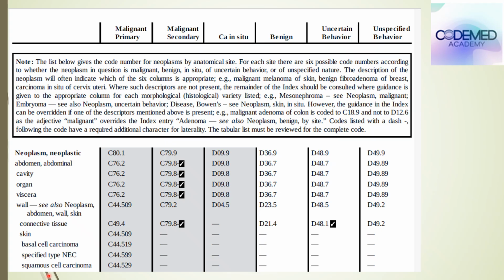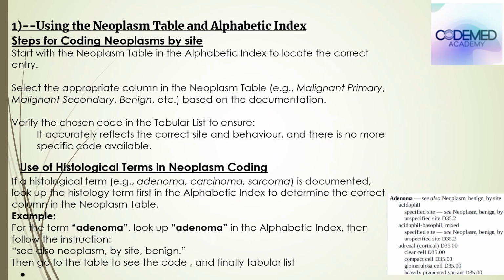Here is the name of the organ from where it is originated, and these are the various types of neoplasm which we have seen. The primary we will look in this particular column, then the secondary, then in situ, then benign, then uncertain and unspecified behavior. Now let us understand how to use the neoplasm table in the alphabetical index to navigate through this chapter. Steps for coding the neoplasm by site.